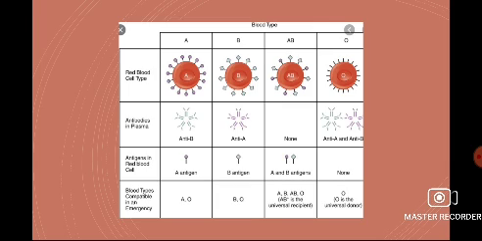And O minus is also known as the universal donor.